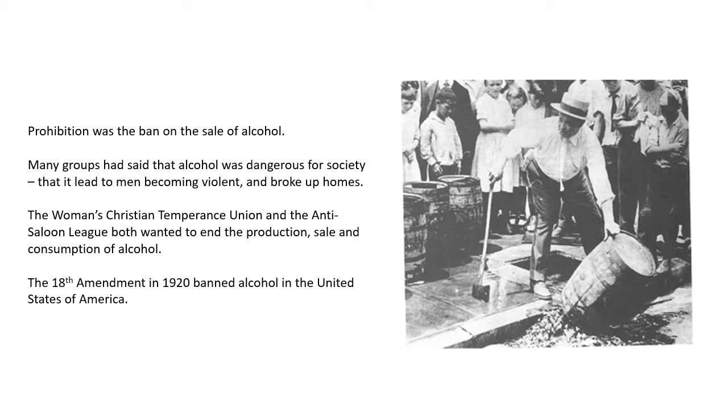So why did it happen? Well, many campaigns, many people had lobbied and tried to persuade the government to make this happen. One example was the Women's Christian Temperance Union, who had tried to make alcohol illegal since 1875. Now, women were less likely to drink than men, and so they tried to make alcohol illegal.